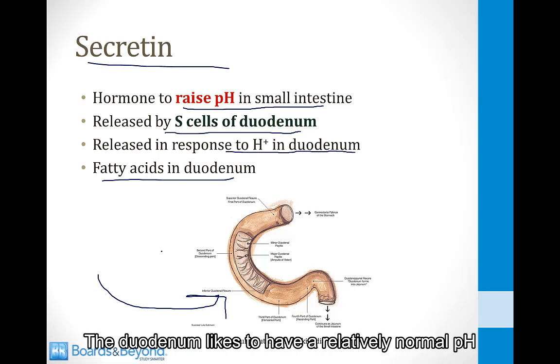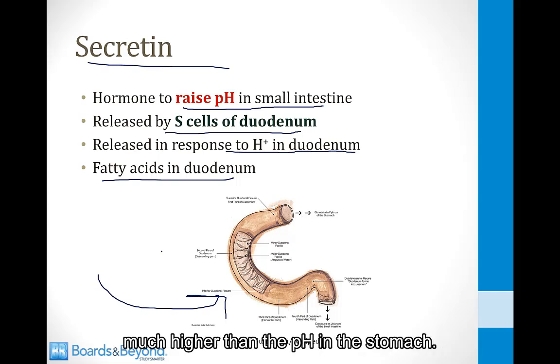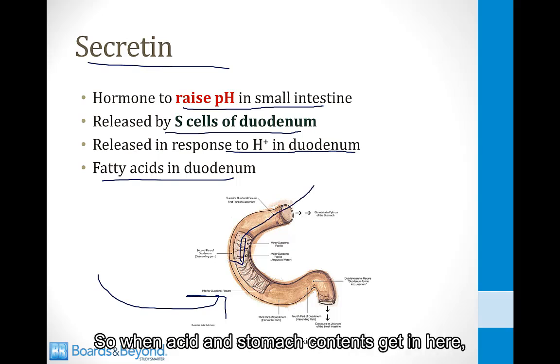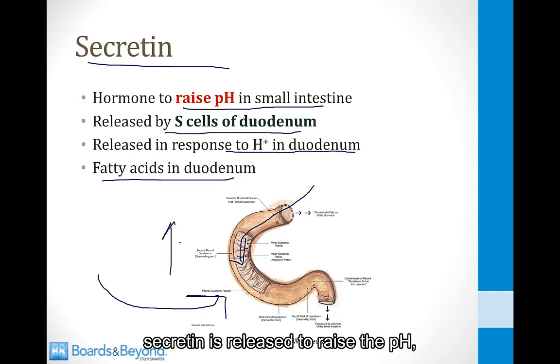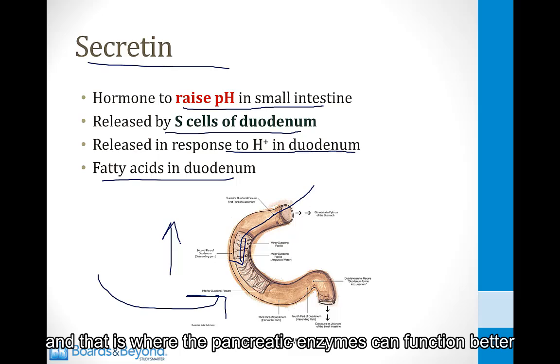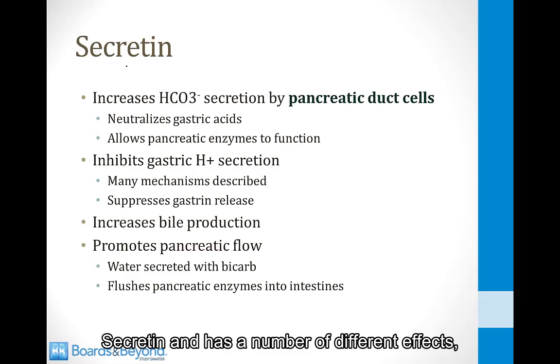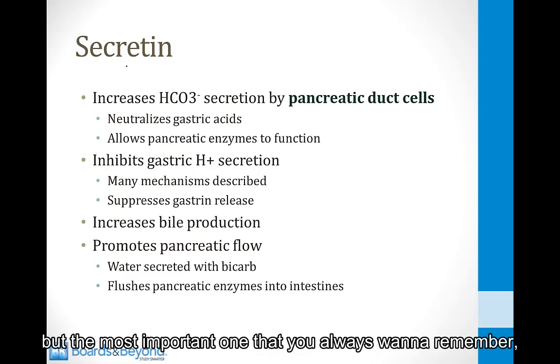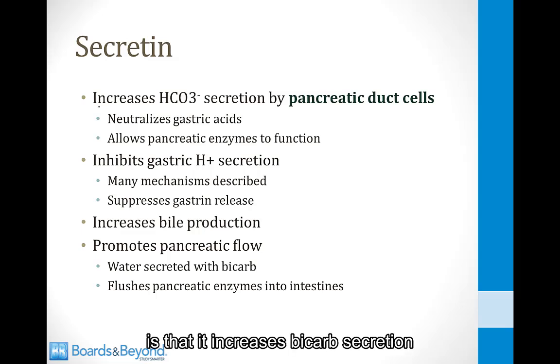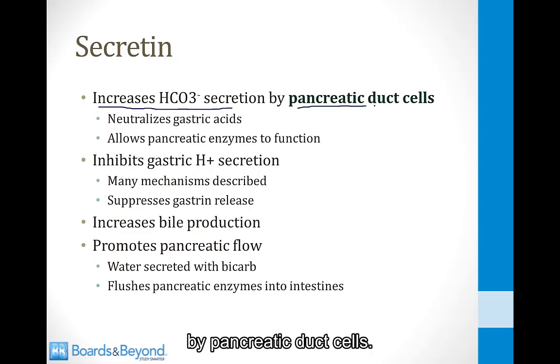The duodenum likes to have a relatively normal pH, much higher than the pH in the stomach. So when acid and stomach contents get in here, secretin is released to raise the pH, and that is where the pancreatic enzymes can function better so that digestion can proceed. Secretin has a number of different effects, but the most important one that you always want to remember, especially for step 1, is that it increases bicarb secretion by pancreatic duct cells.